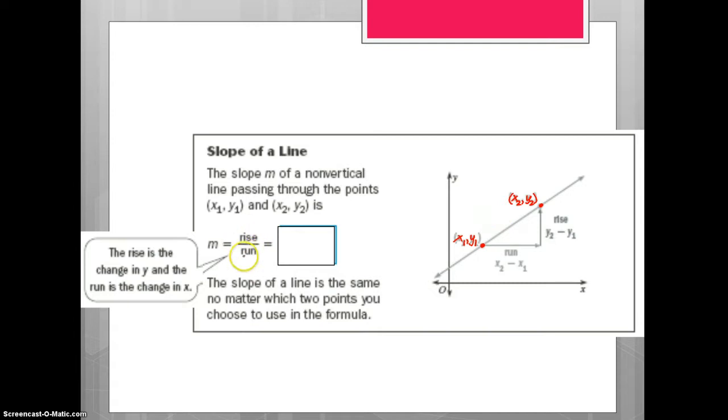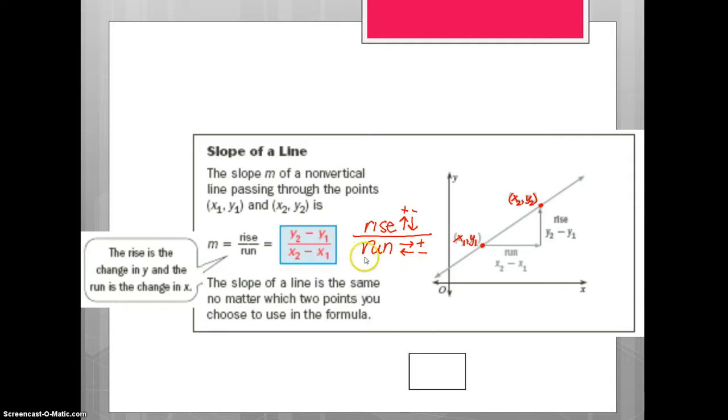So you're taking the rise over the run. Before I tell you the formula, let's talk about what the rise is. Let's even write this over here. Rise is either positive, which is going up, or negative, which is going down. The run is either right, which is positive, or left, which is negative.